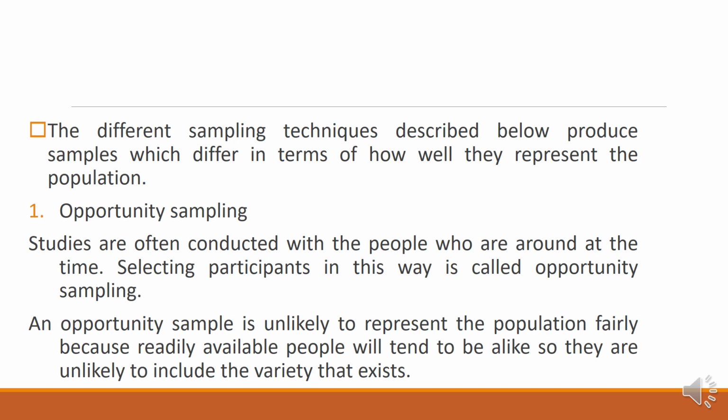This opportunity sampling technique is unlikely to represent the population fairly, because the people who are available at that time will tend to be alike. They will be similar in terms of criteria, so they are unlikely to include the variety that exists. For example, many studies are conducted using university students, as they are convenient for the researchers. It could be the people the researchers work with. These researchers are usually lecturers or teachers, so it's easier for them to conduct studies on their own students or their colleagues' students, etc.